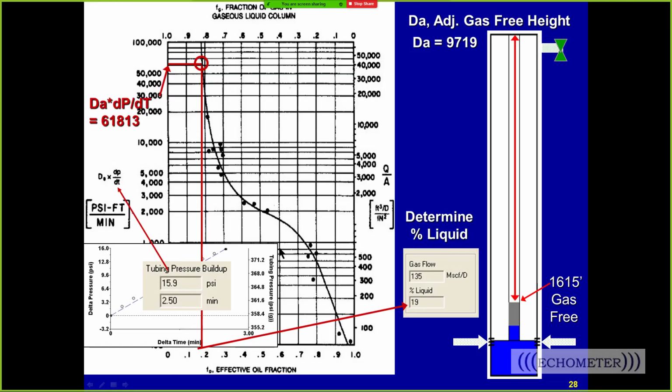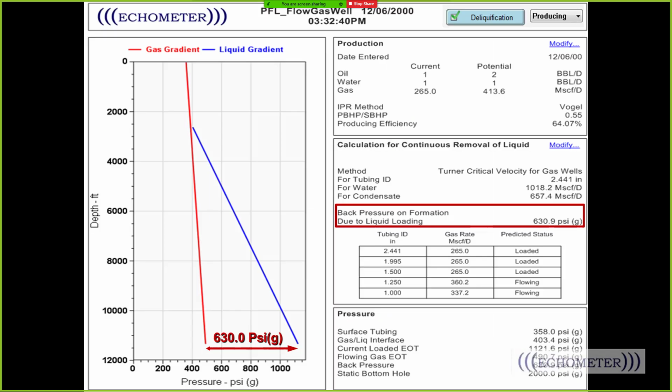And so if you look at the Echometer S-curve that's in a 1986 paper that's on our webpage, you can see that it looks like an S. And we go to the table, and we have 15.9 psi build up in 2 minutes, so that's the change in pressure over time, times this equivalent gas-free height. That gives us the point right here. You come down this chart, and that gives you the percent liquid of 19%. And that's where this equivalent gas-free height comes from to calculate the pressure at the bottom of the gassy column. We use that to calculate the pressure.